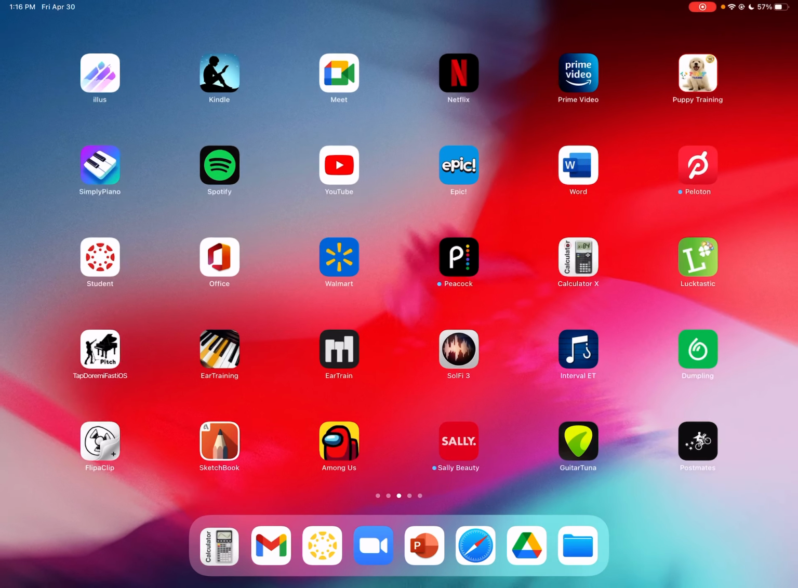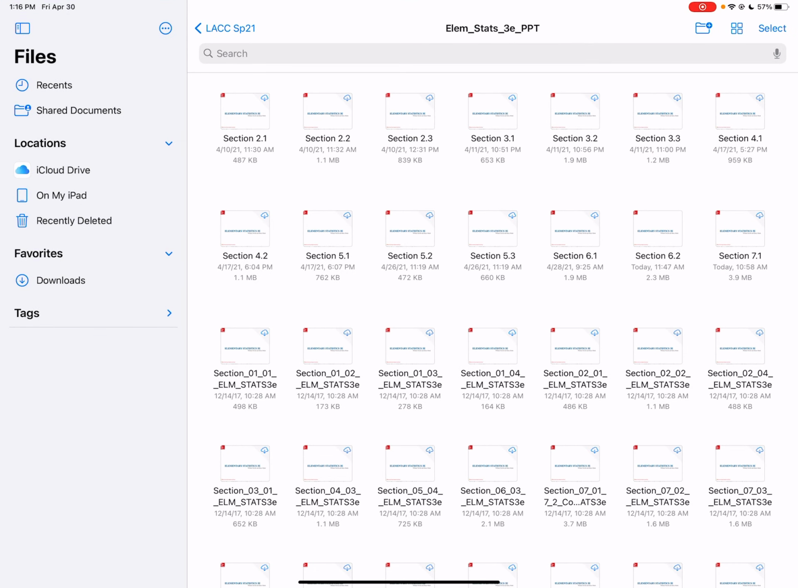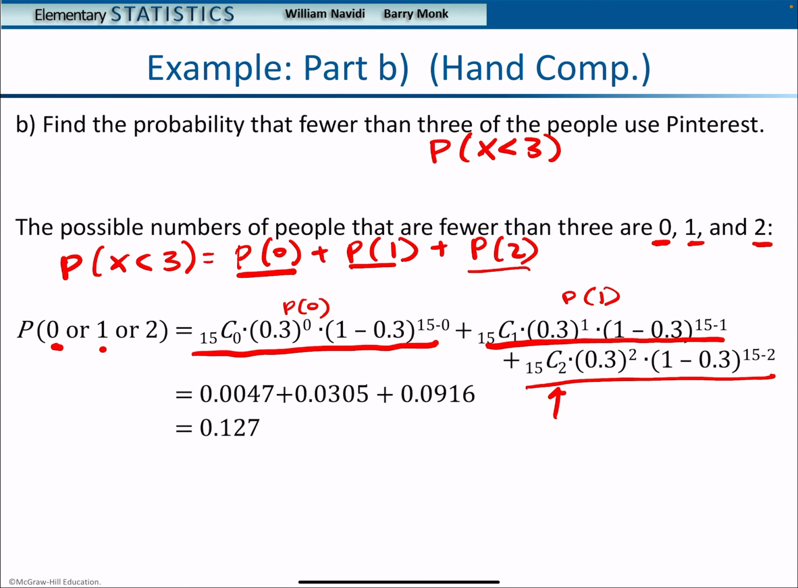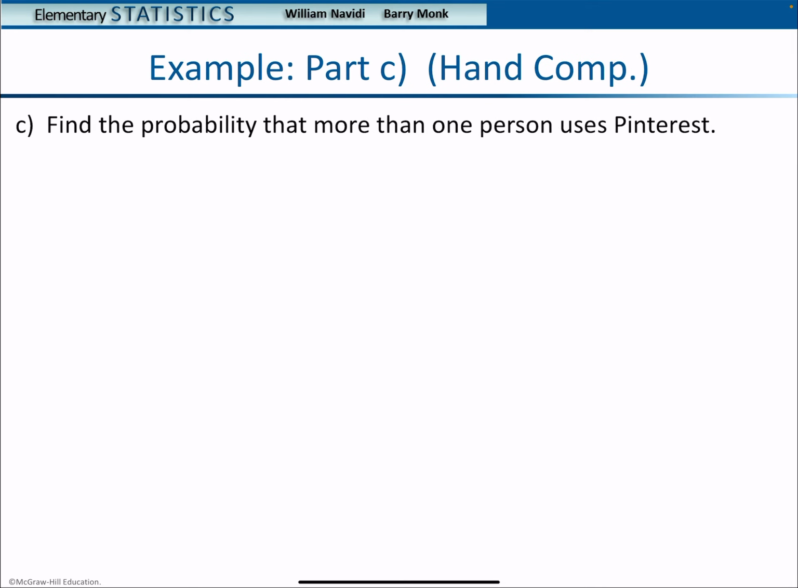All right, so back to where we were. We were in 6.2, yeah, okay. So that's all of this here, and you can plug that into your calculator, and then you would get 0.127, okay? The next one is find the probability that more than one person.